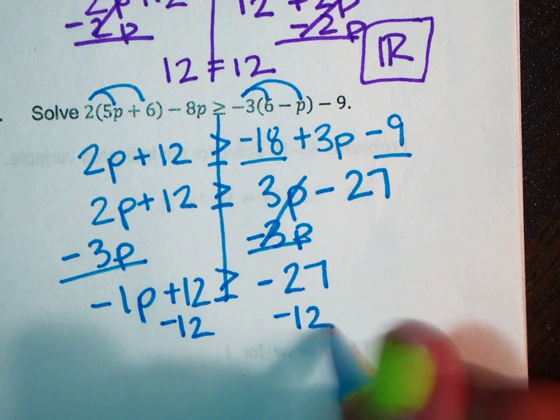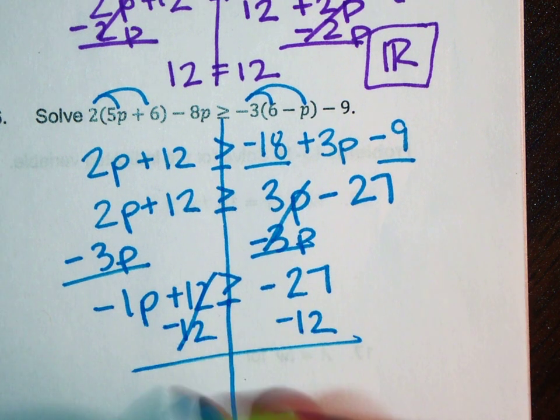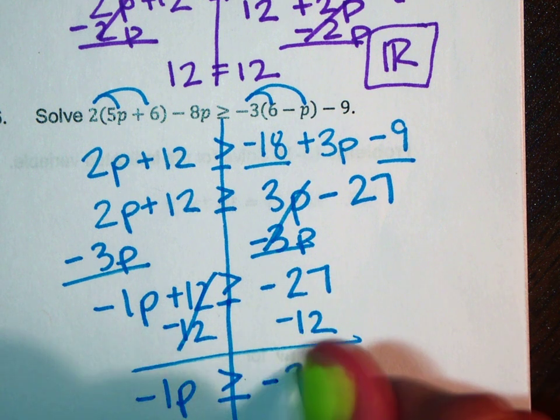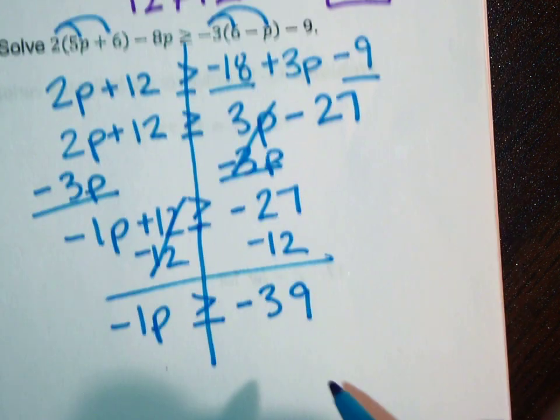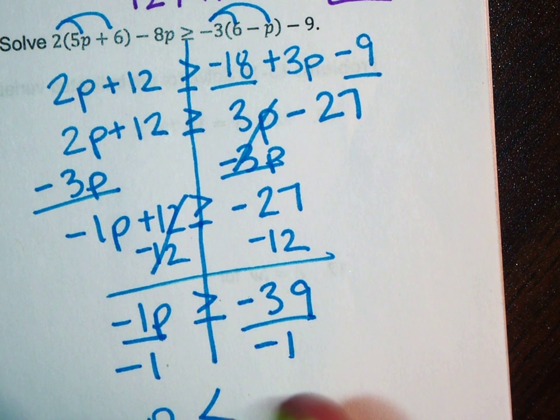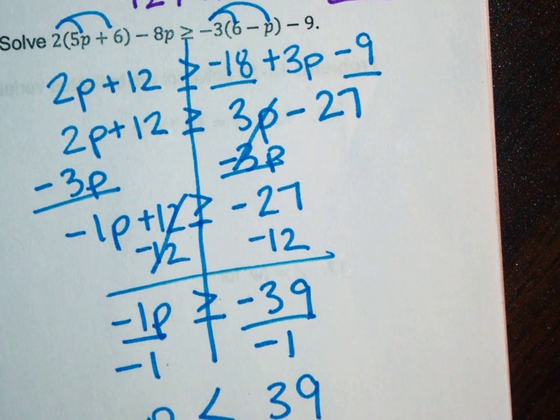Solve. Minus 12. Negative 1p is greater than or equal to negative 39. Divide by negative 1. Because you're dividing by a negative, you have to flip the inequality sign.